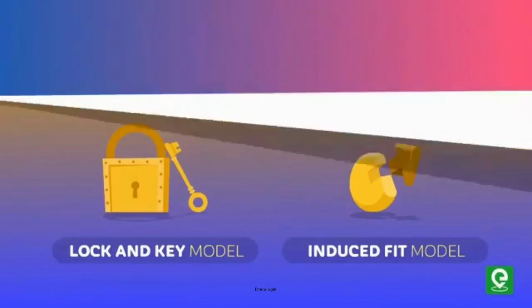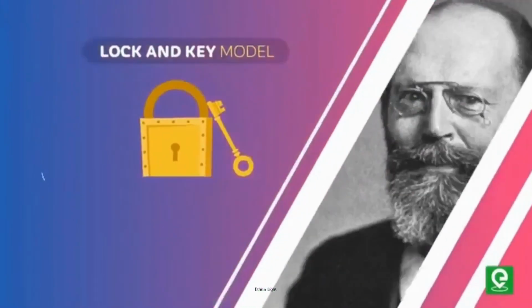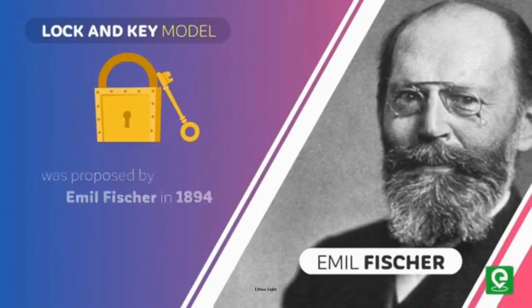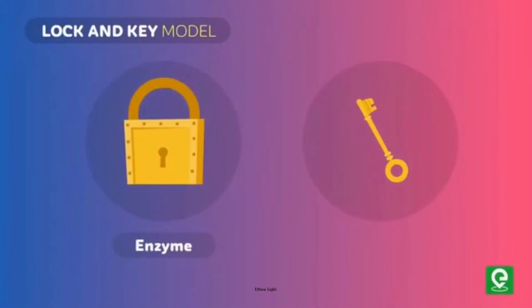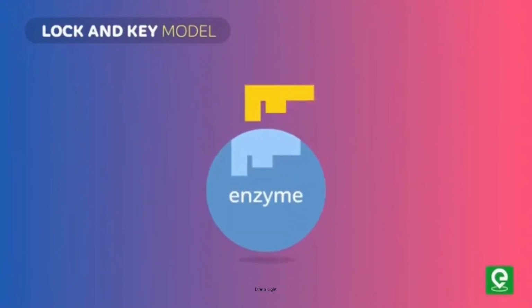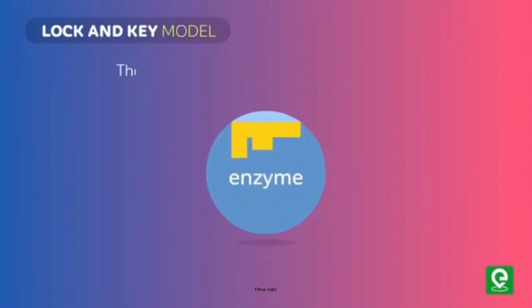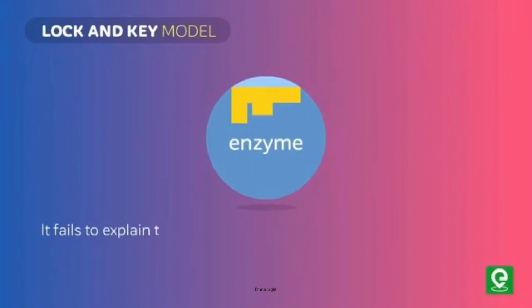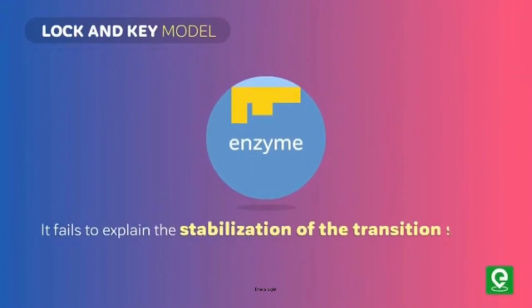The first theory, the lock and key model, was proposed by Emil Fischer in 1894. In this model, the lock is an enzyme and the key is the substrate. Only a correctly sized key, that is, the substrate, fits into the keyhole, that is, the active site of the lock, that is, the enzyme. This model explains enzyme specificity, but it fails to explain the stabilization of the transition state that enzyme achieves.